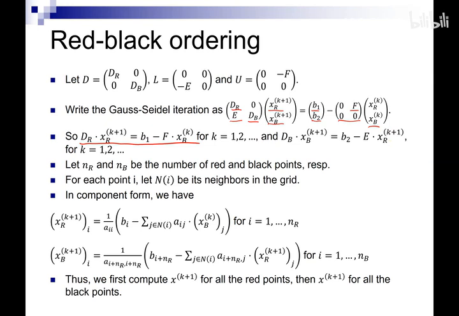And to write this out in components form, right? So you can actually write out these components. So what this is saying, this N of i is just going to be the neighbors of point i in the grid. Okay, so it's the points to the left and the right and above and below. Okay, so then we have this equation for the red points, right? You're going to compute all of those, and then you have this equation for the black points, right? And you compute all of those. And here you need to add n_r, where n_r is going to be the number of red points, right? Because the black points are labeled after the red points. So these are the indices for the black points.